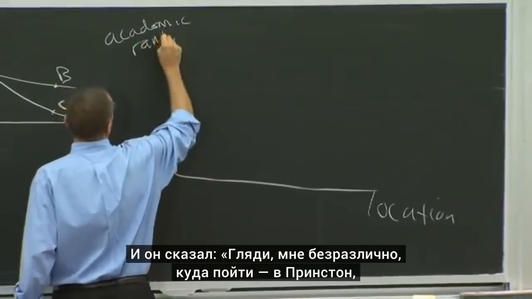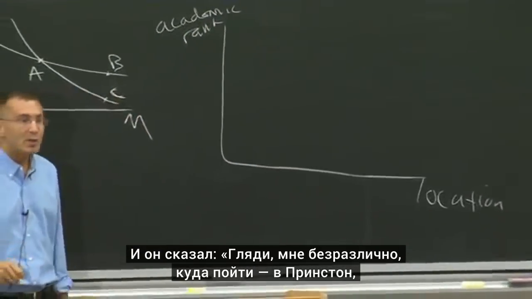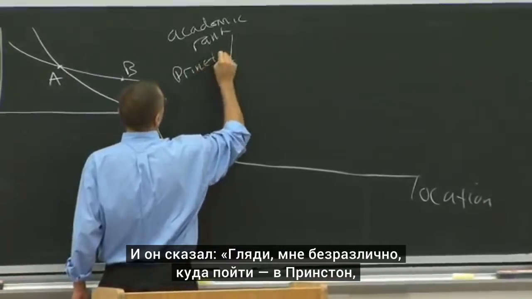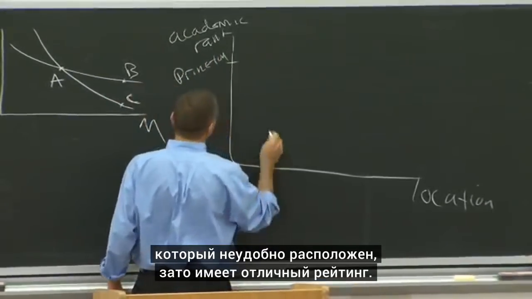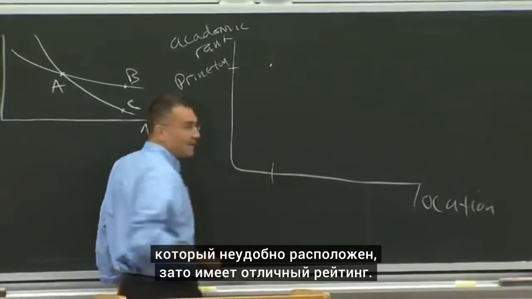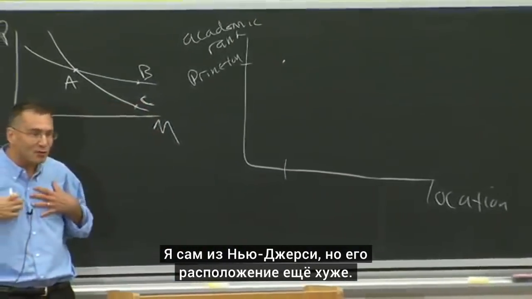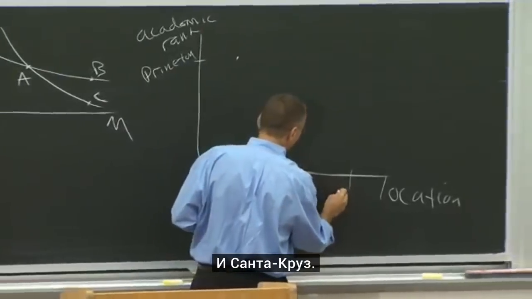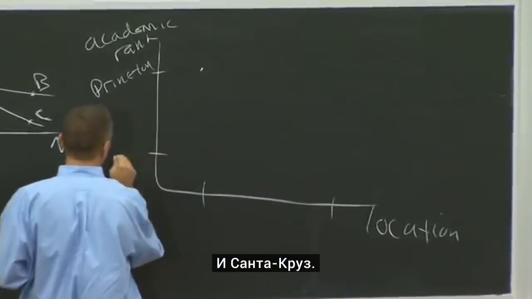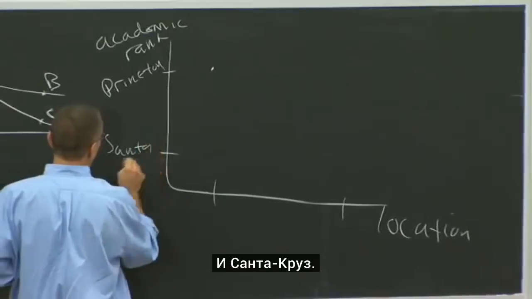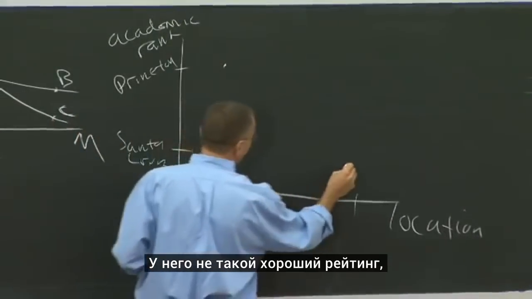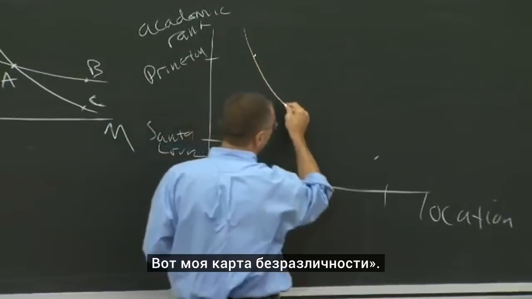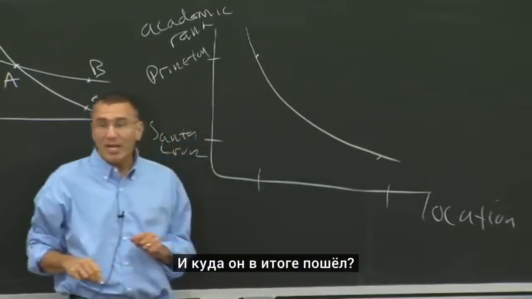And he said, look, I'm indifferent between Princeton, which has a poor location, okay, but a wonderful academic rank. I'm from New Jersey, but it's still a poor location. Okay, and Santa Cruz, which has not such a good academic reputation, but a pretty awesome location. And he said, here's my indifference map. Okay? And where did he end up going?